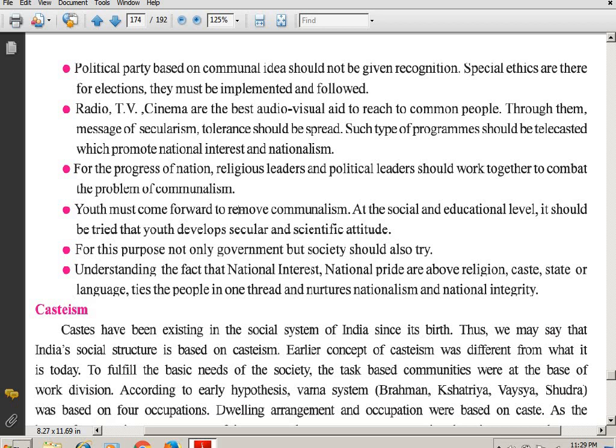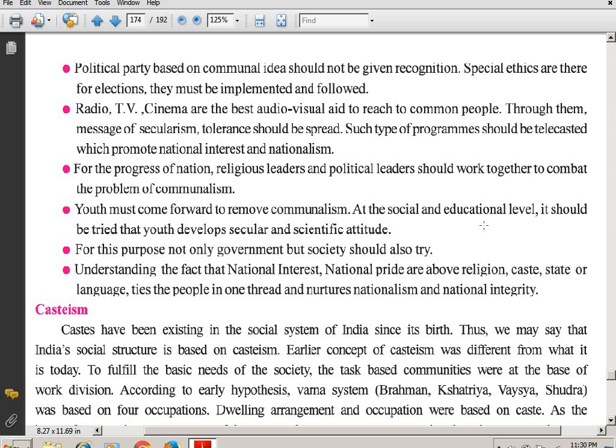Youth must come forward to remove communalism. At the social and educational level, it should be tried that youth develop secular and scientific attitude. Students, what is it? Youth must come. You are young people. You must come forward to remove communalism, because youth plays a big role in bringing out harmony and peace. So students, that is the role of the youth in this.